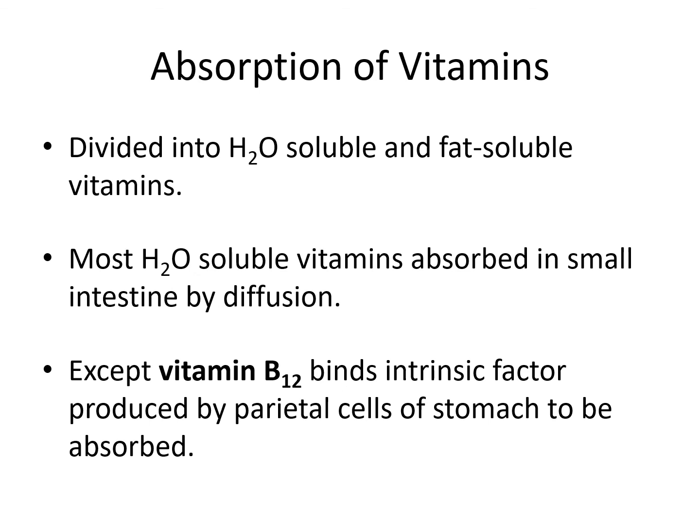Vitamins are divided into water-soluble and fat-soluble vitamins. A little later, you're going to know the names of all the vitamins, but for now, we'll keep it simple. Most water-soluble vitamins are absorbed in the small intestine by diffusion, because they can dissolve in the water. One exception is vitamin B12, which requires that it bind to what's called the intrinsic factor in order to be absorbed. Intrinsic factor, as you recall, was produced by parietal cells of the stomach, and it binds to vitamin B12 to be absorbed in the large intestine.